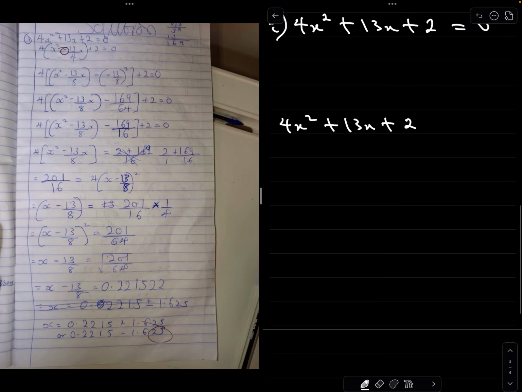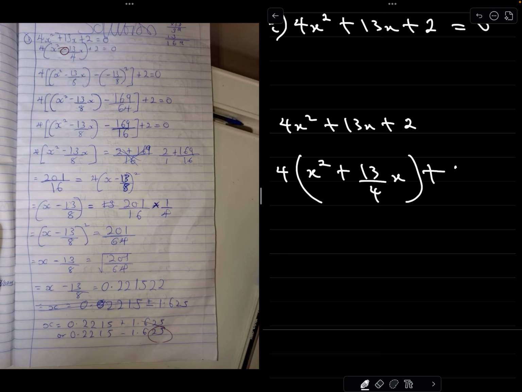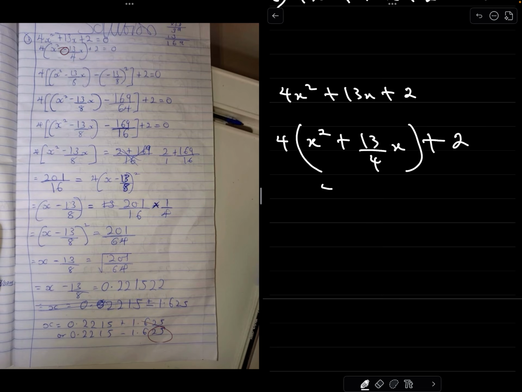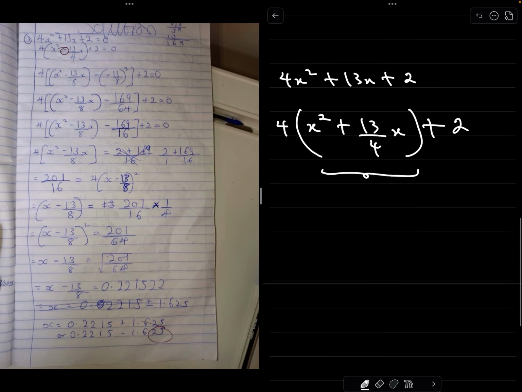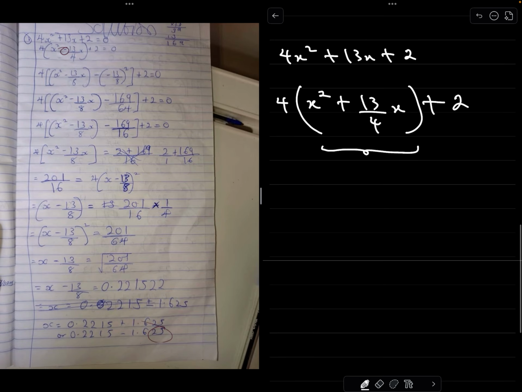The first thing to do is to factor 4 out of 4x squared and 13x so that the coefficient of x squared can be 1, because it's not 1 here, it is 4. So you write it as 4 into bracket x squared plus 13 over 4 x, plus 2. You see that when you open the bracket here, you get 4x squared plus 13x. Now you complete the square for x squared plus 13 over 4 x.